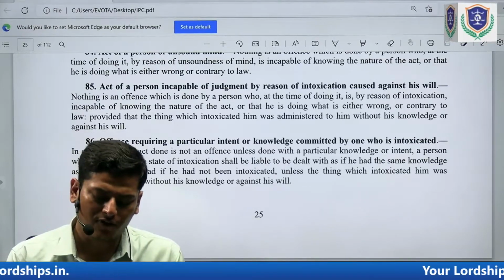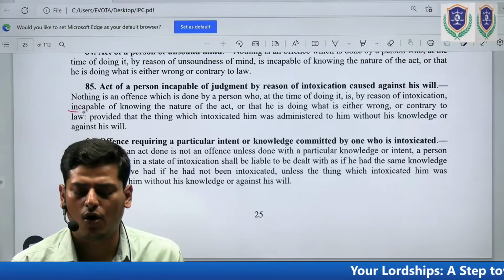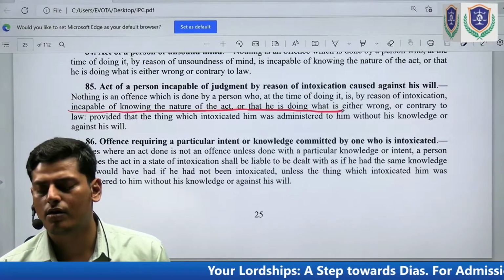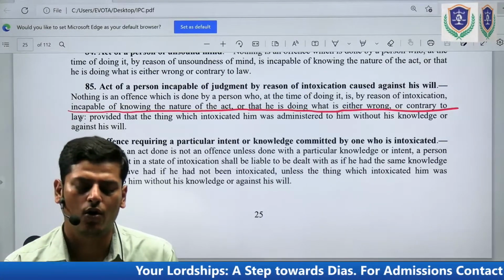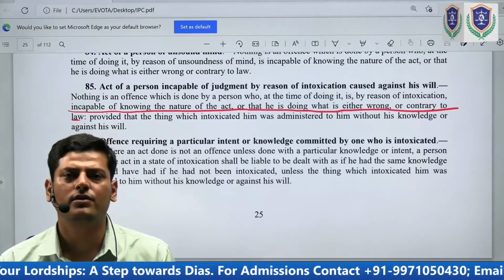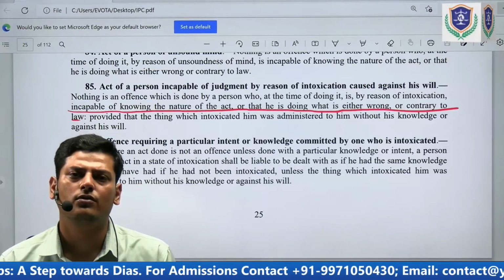So this is similar to Section 84. See, incapable of knowing the nature of the act or that what he is doing was either wrong or contrary to the law. Then the defense of intoxication is available to you.